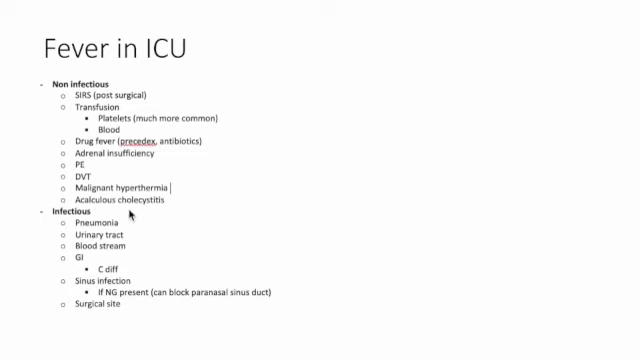So in patients with acute illness, they're at higher risk of developing acalculous cholecystitis, which can be evaluated with a bedside ultrasound. One infectious source of fever in the ICU are sinus infections, especially if the patient has an NG tube. And NG tubes can block off the paranasal sinus ducts and lead to sinus infections. So if you've ruled out other causes of fever in the ICU, you may consider getting a CT maxillofacial to evaluate for sinus infection.